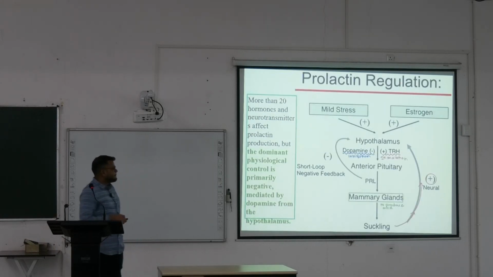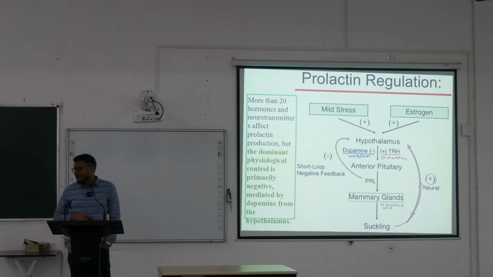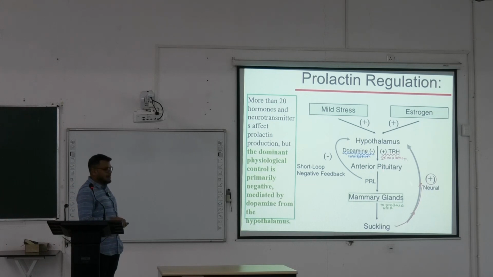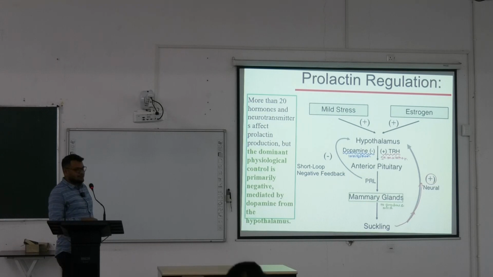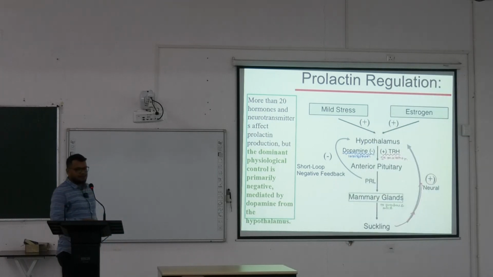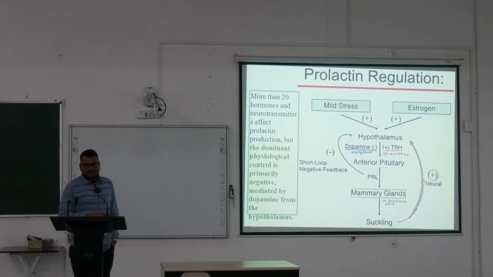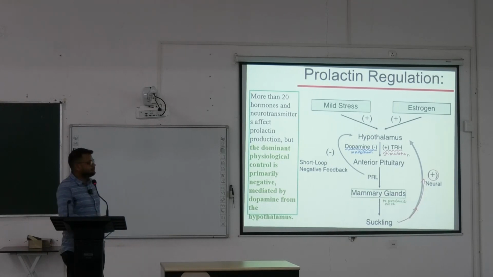So you see hypothalamus that stimulates the anterior pituitary by thyrotropin-releasing hormone and negative feedback is by dopamine. Anterior pituitary releases prolactin which acts on the mammary gland. Now when there is excessive prolactin it causes a negative feedback, and when there is stimulation of mammary gland by suckling of the baby during breastfeeding it causes positive feedback to the hypothalamus that causes further prolactin release.